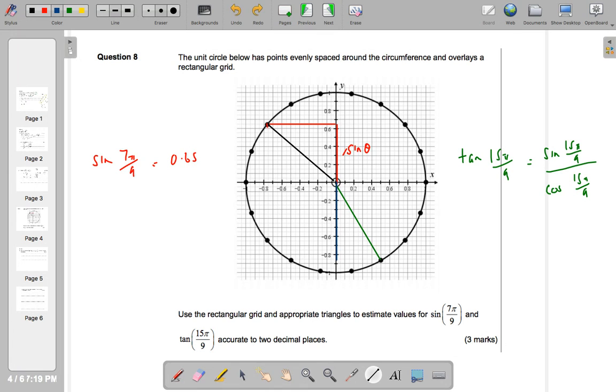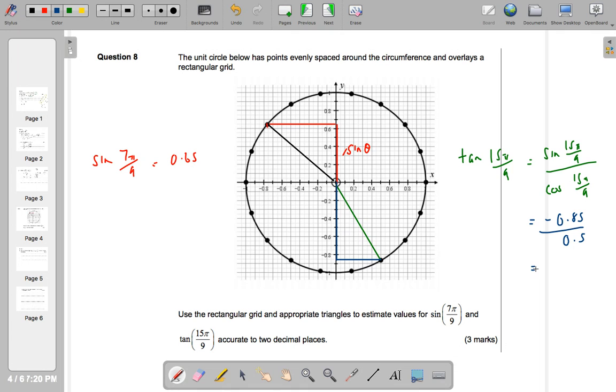Down to about there, and the cosine across that way. Okay, so sine 15 pi on 9, if you read that distance down there, is going to be 0.85. And because it's in the negative direction, it's actually going to be negative 0.85. So negative 0.85. The cosine component is positive, and it looks at about 0.5 there.